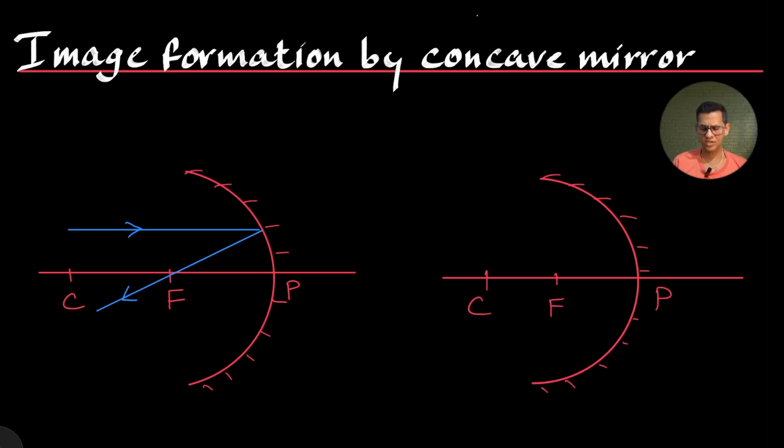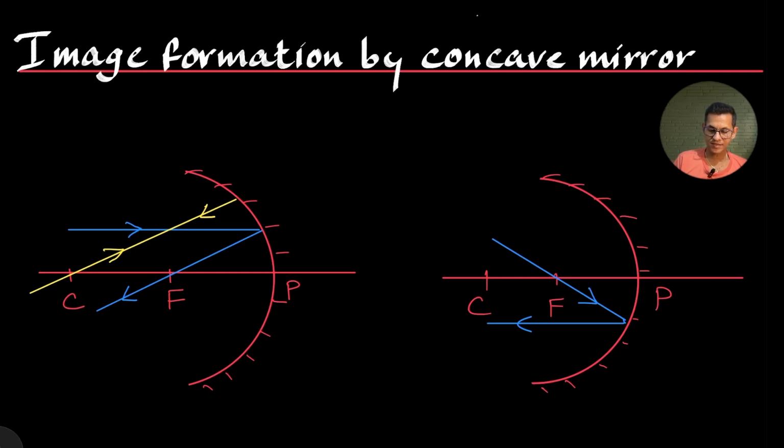The second rule is kind of opposite to the first one, we can say. If a light ray is passing through focus, then after reflection, it will travel parallel to the principal axis. That's our second rule. The third rule says that if a light ray is passing through the center of curvature, then it will reflect back in the same direction.